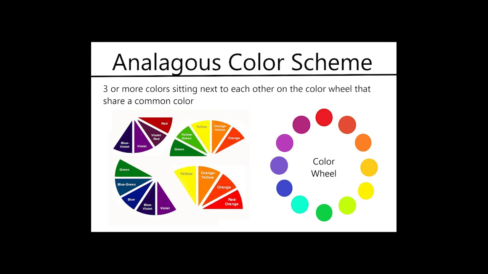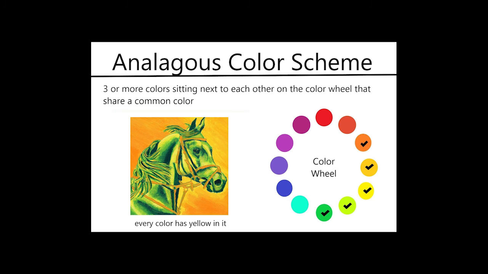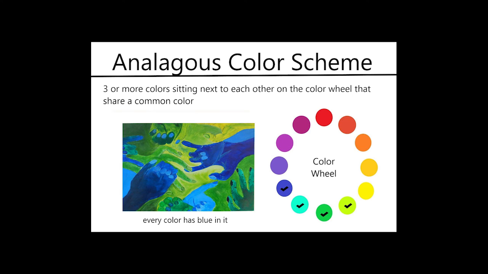The analogous color scheme is when you use three or more colors that sit next to one another on the color wheel and share a color in common. For instance, the yellows here, you have yellow, yellow-green, green, and yellow-orange. All these colors have yellow in them. Here you have green, blue-green, blue, and yellow-green. All of these colors have blue in them.